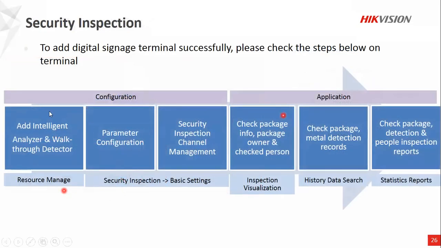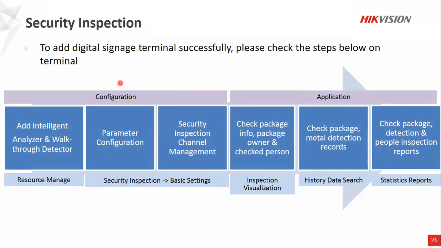Again, this is just showing us how to do a digital signage terminal, and how to add the terminal to it. Then add an intelligent analyzer walkthrough detector. That is what I showed you before. So if you have an analyzer or a metal detector, this is how we add it to HIK-xample.